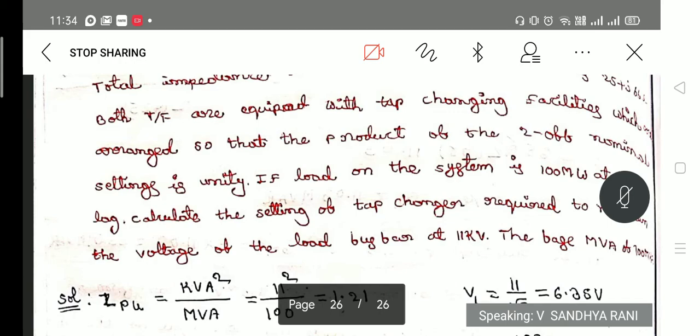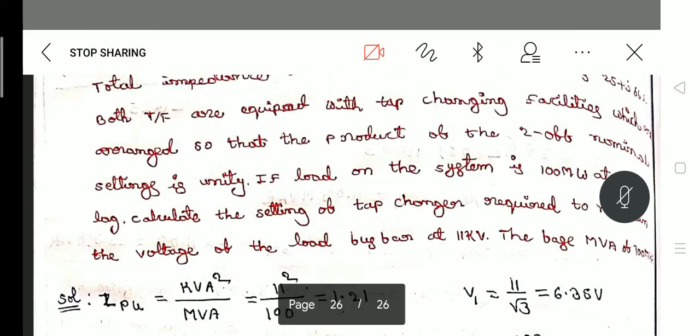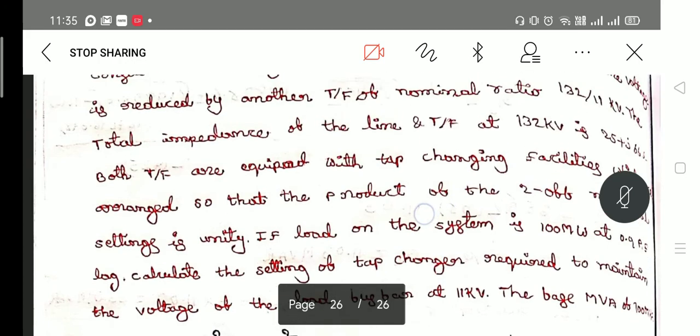Here also we can find the same, that is, the tap changing T1 and T2. We can calculate T1 and T2 here also. Here first we can calculate the Z per unit. It is given in per unit, so we can calculate Z per unit, that is kV square by MVA.